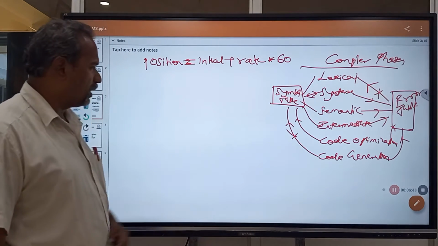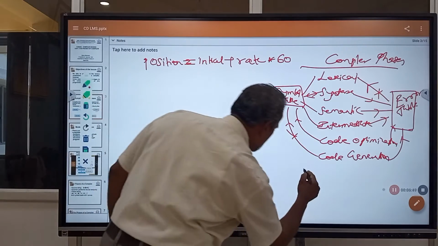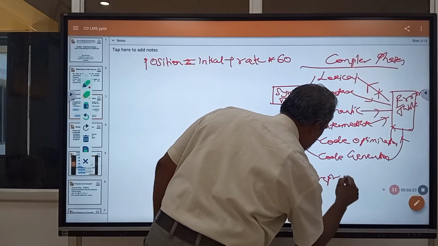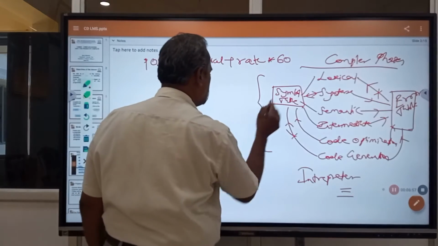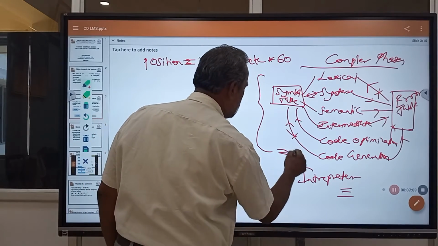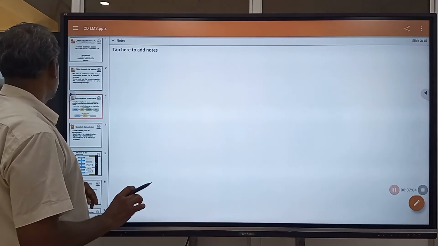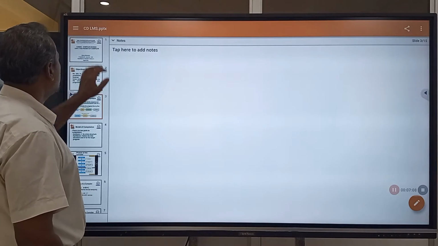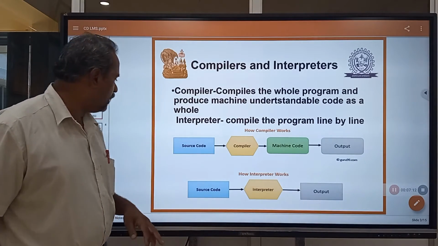It's a big program. It's a compiler. But the interpreter is also a program. In this case, it will check things line by line. Here the whole segment will be taken and output will be produced. So we can come to the idea of how the compiler compiles.